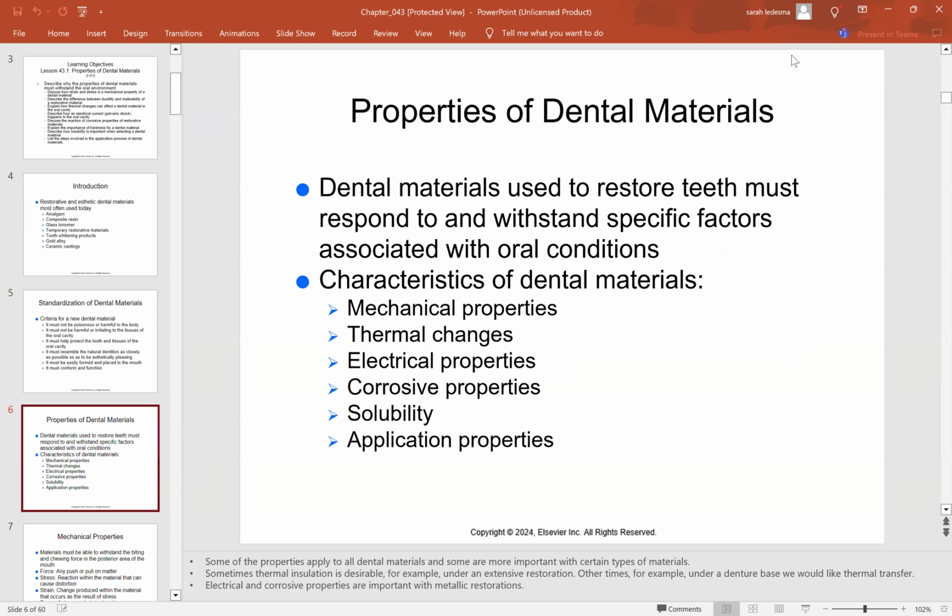There are certain properties that we want our dental materials to meet: mechanical, thermal changes, electrical properties, corrosive, solubility, and application properties. In some dental materials, we will hold some of these properties as more important than others, but we're hoping that our dental material of choice meets the majority of these properties.